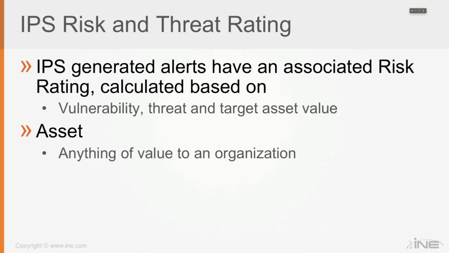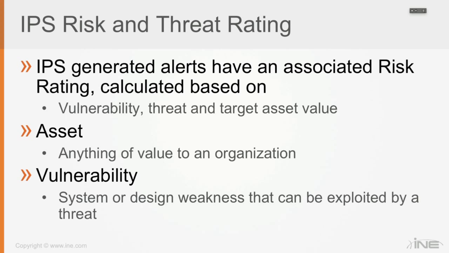Now, an asset means anything of value to an organization. So when you implement security policies, one of the things you're going to do is define the assets of your organization to associate an importance level with them. How important, let's say how secure should assets of one type be against assets of another type. Vulnerability means a system or design weakness that can be exploited by a threat. For example, an Explorer bug which could be exploited.